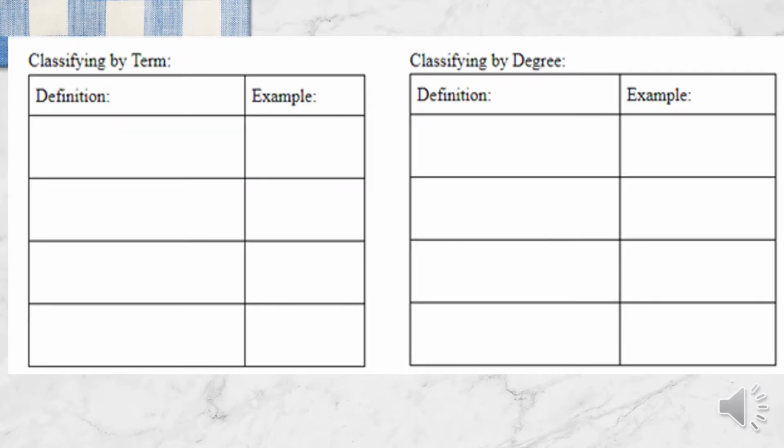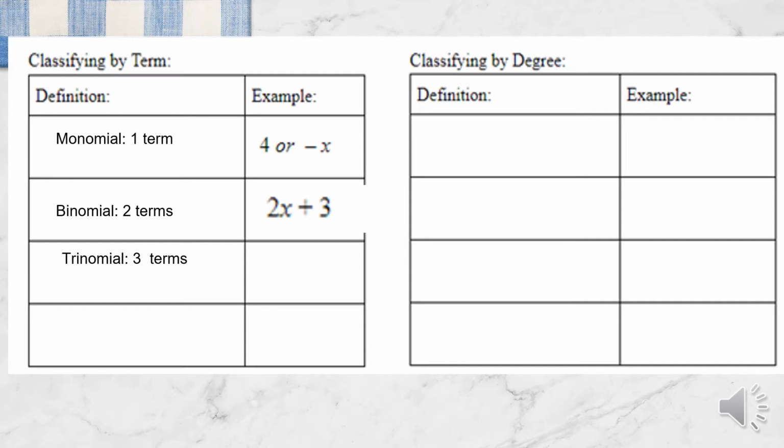We can classify polynomials both by the number of terms and by its degree. So we're going to go through classifying by term first, and then we'll get to degree. If a polynomial has one term, we call it a monomial. These are some examples. If it has two terms, like a two-wheeled cycle, we call it a binomial. We'd call it a bicycle. Here are some examples. If it's a three-term polynomial, it is a trinomial. And if it's bigger than 3, we just call it a polynomial.